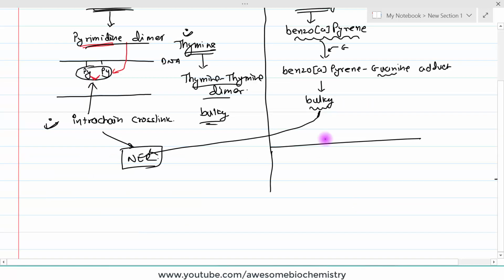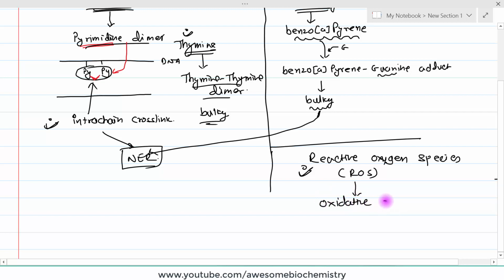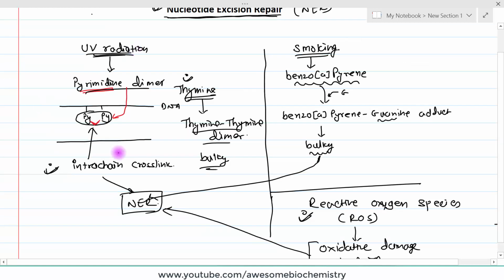The third type of DNA damage is because of reactive oxygen species, or ROS. Our metabolic process generates many different varieties of reactive oxygen species. These reactive oxygen species are strong oxidative agents, so they can cause oxidative damage to the DNA. And this oxidative damage to the DNA is also repaired by nucleotide excision repair. So, these are the three main DNA damages which are repaired by nucleotide excision repair.